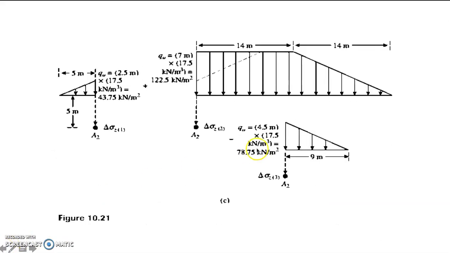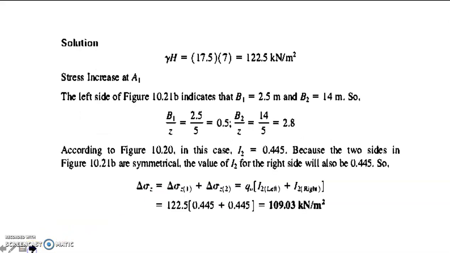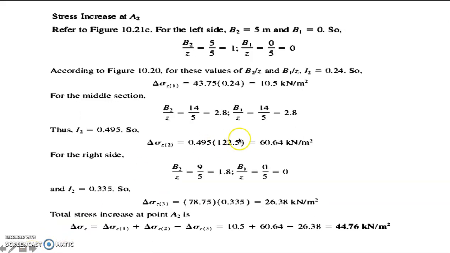78.75 of this figure, because this one, we get now 4.5 times 17.5, we get 78.75 kilonewton per meter squared. So from that, we multiply 78.75 by I sub 2, and we get 26.13 kilonewton per meter squared.